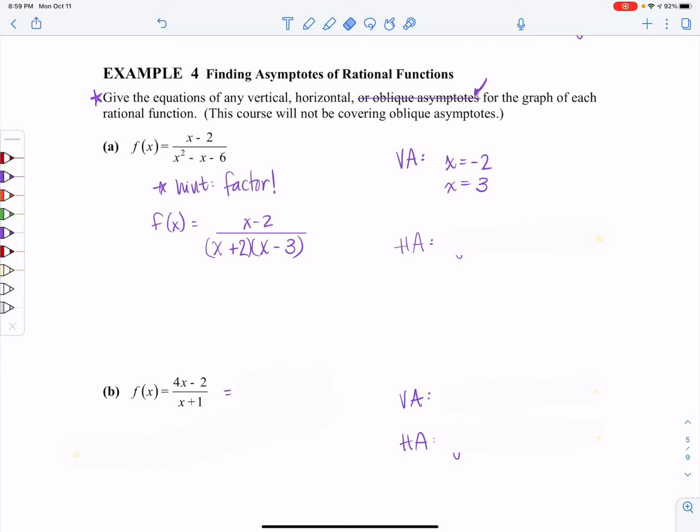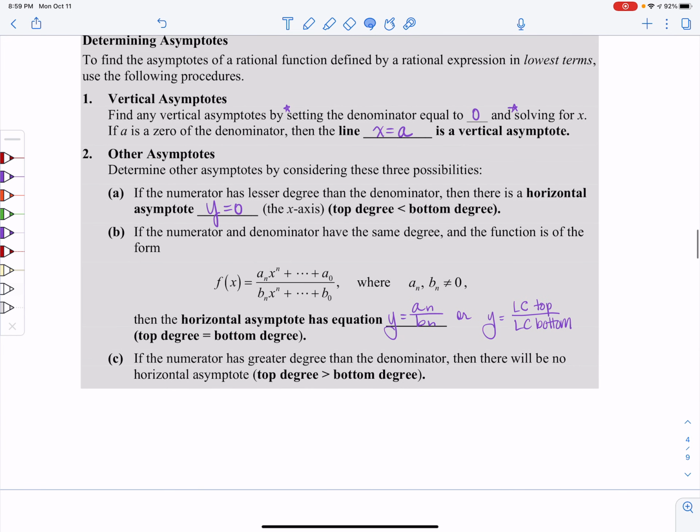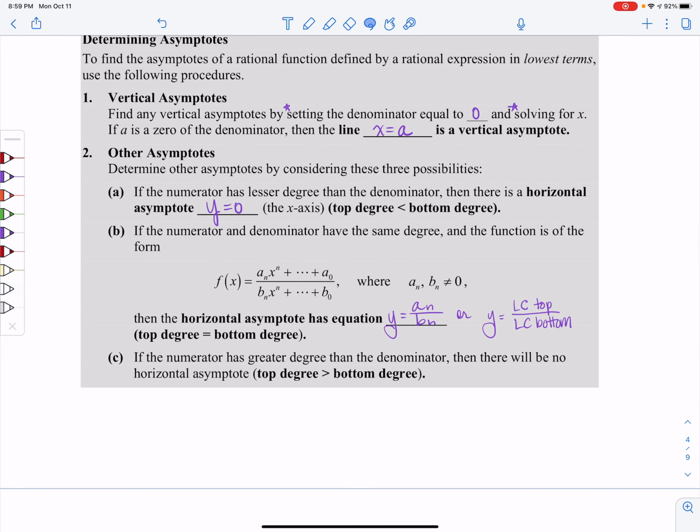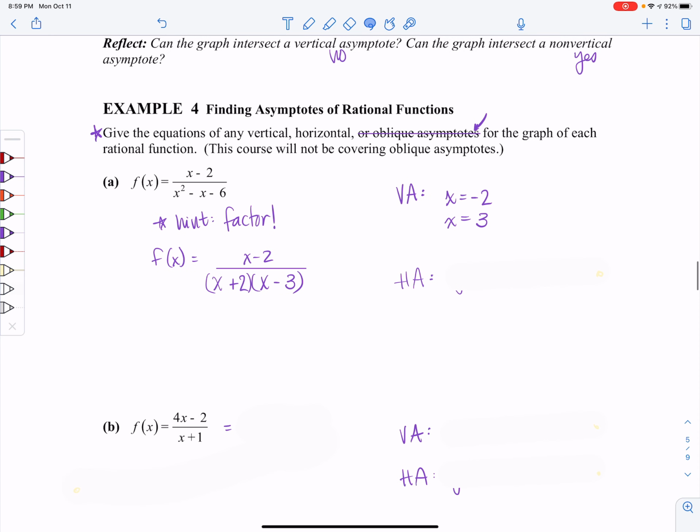My horizontal asymptotes are going to deal with degrees. So if you look at the degree on top, the degree on top is 1. Remember, degree means highest power. And the degree on bottom is a 2. And if you go back up to your notes, whenever the degree on top is less than the degree on bottom, you're dealing with option A here, and your horizontal asymptote is going to be at y equals 0.